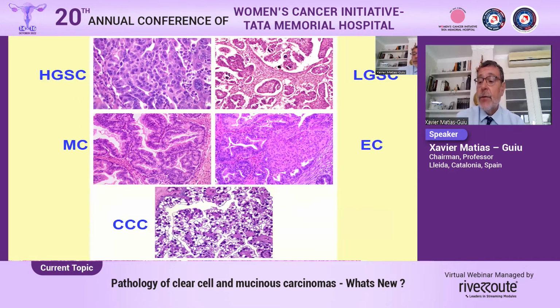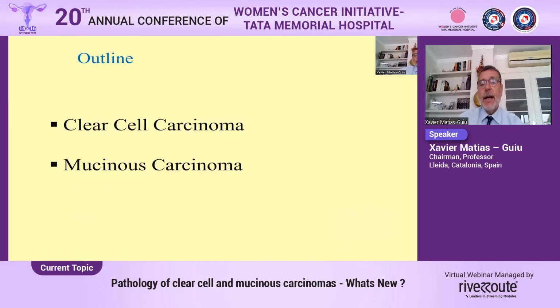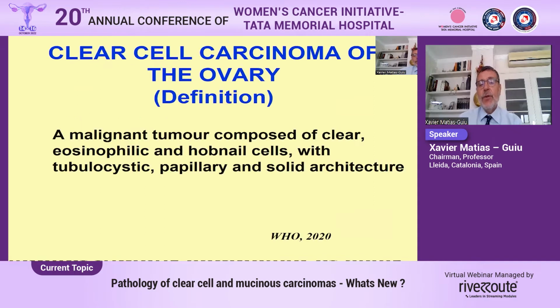And we have high-grade serous carcinoma, of course, the most frequent type, low-grade serous carcinoma, endometrioid carcinoma, and the 2 tumors that we will comment on today. So let's start with clear cell carcinoma, which is a tumor defined by WHO as a malignant tumor composed of clear, eosinophilic, and hobnail cells with tubulocystic, papillary, and solid architecture.